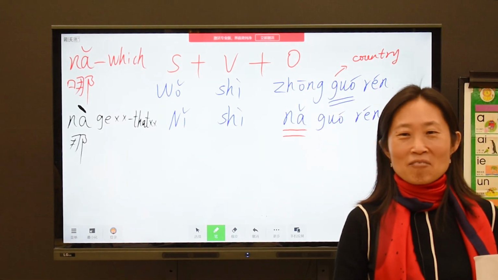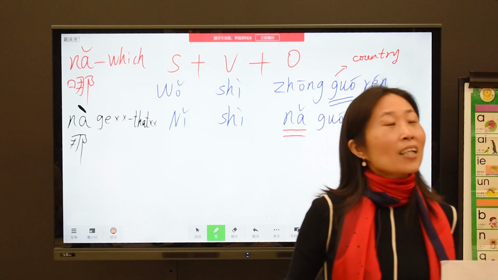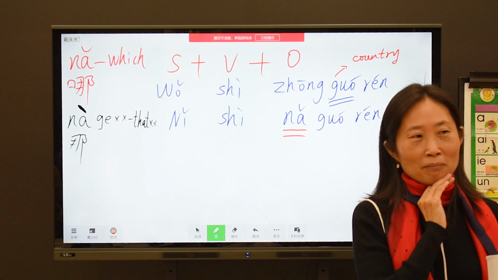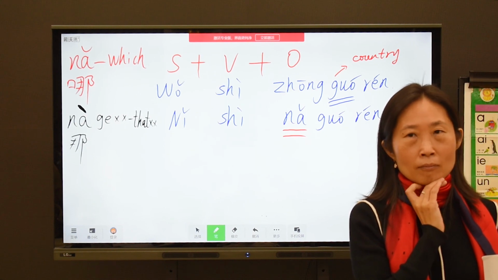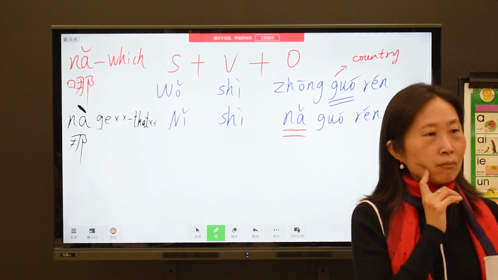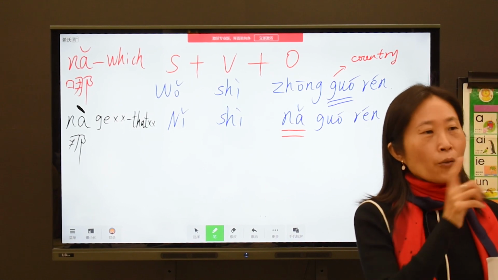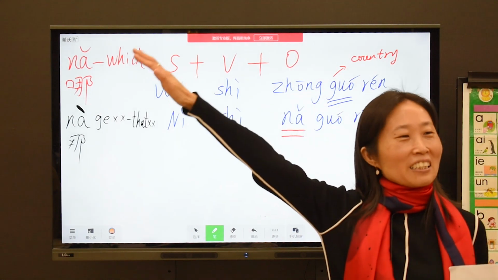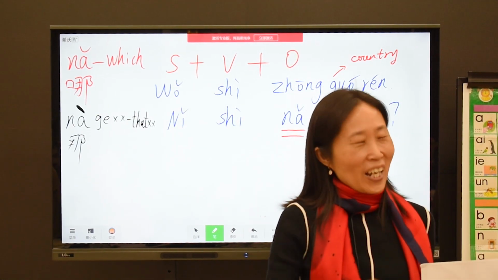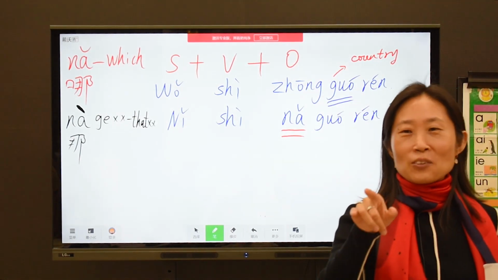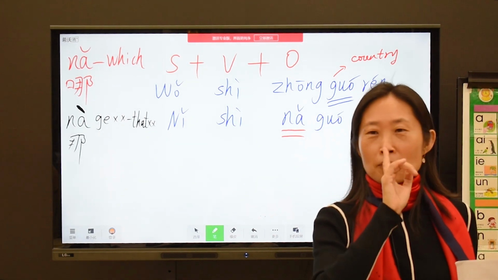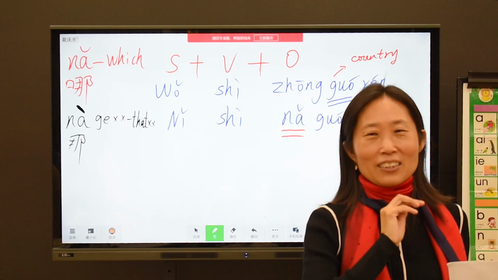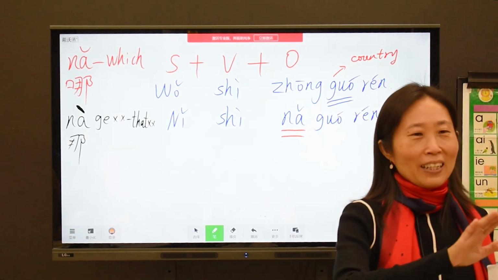Okay, next. 那天你见你的朋友. Correct. Very good. Yes. You already jumped to another level. It's correct. It's correct. Very good. Yes. Next one. Very good. Correct. Which book? Yes. Next one.